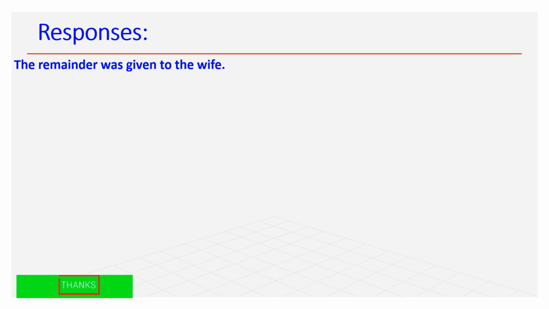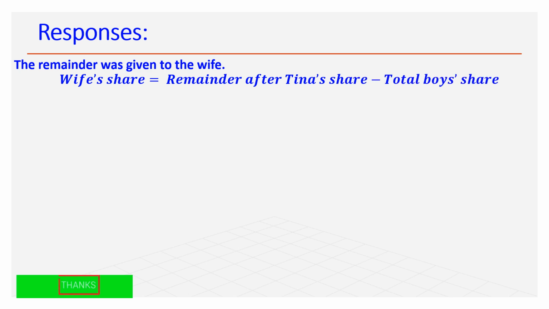Alright, now the continuation of the response. After the boys have received their share, we need also to get the remainder that was given to the wife. And vividly, we can see that from the 5.4 million, we have to deduct 4.32 M. That will give us the remainder. So the wife's share is the remainder after Tina's share minus the total boys' share. After Tina's share, we have 5.4 million, and then the total boys' share is 4.32.